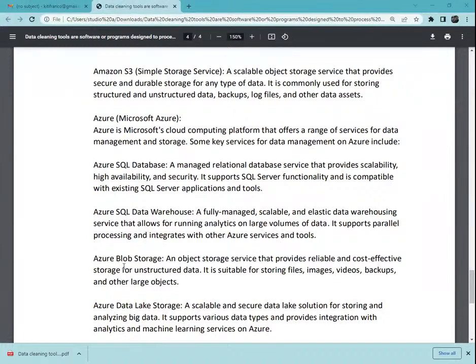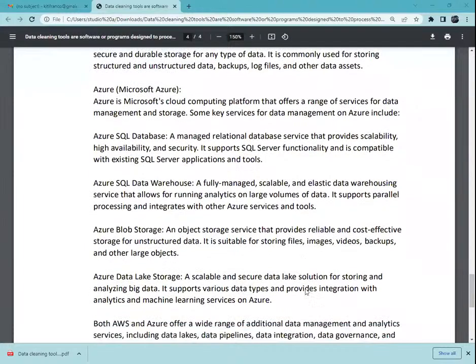Then we have the Azure Blob Storage, an object storage service that provides reliable and cost-effective storage for unstructured data. The Blob is for unstructured data. It's suitable for storing files, images, videos, backups, and other large objects. I don't know, maybe this could be the one you're using, and I'm not so sure. But of course, ours is Amazon, the AWS. But I like this Blob thing for unstructured data, where you can come and dump files, images, videos, backups, and other large objects.